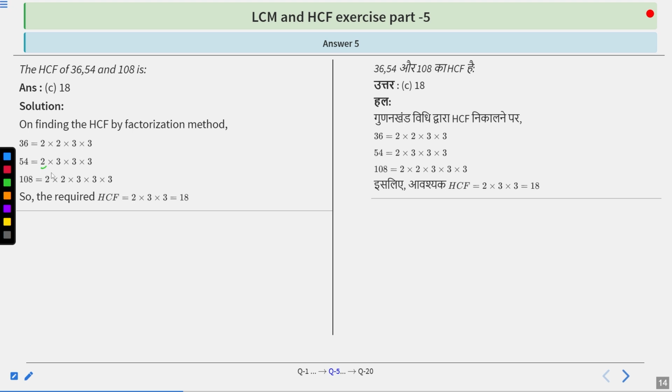3 is also present in all the parts, but the least power is 3 square, 3 into 3. So 2 into 3 into 3 is the 18. That is the HCF. Option number C is the correct answer.